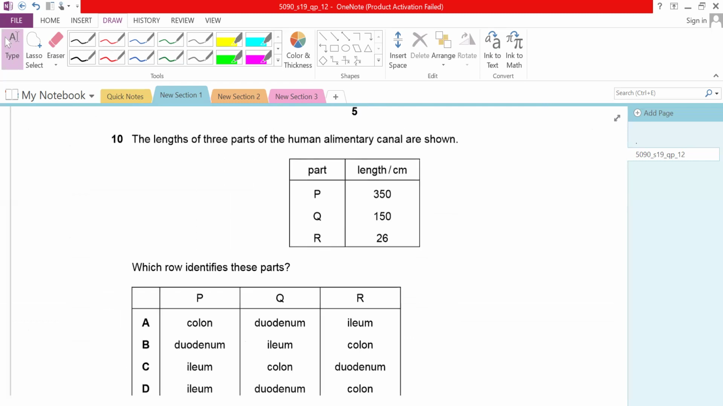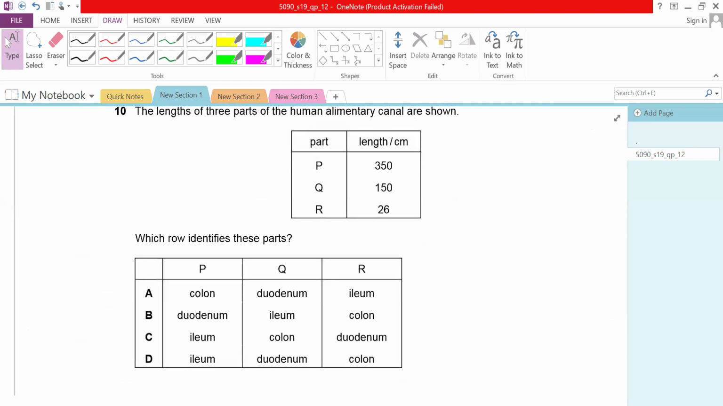The lengths of three parts of the human alimentary canal are shown. Parts P, Q, R. P has length 35, Q has length 150, and R has length 26. Which row identifies these parts? Option A says P is colon. No, because the colon is not so long.